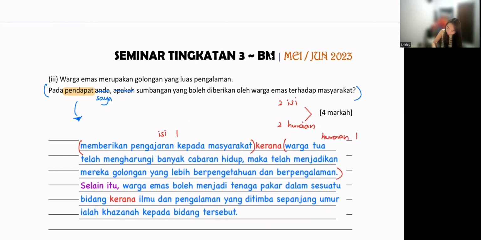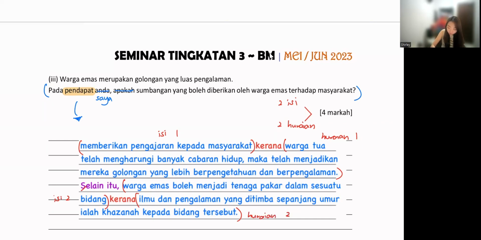Selain itu, use penanda wacana. This is the second isi. There can be tenaga pakar profesional. Why? Because the ilmu and the experience that they have is very precious to us. They have real-life experience.